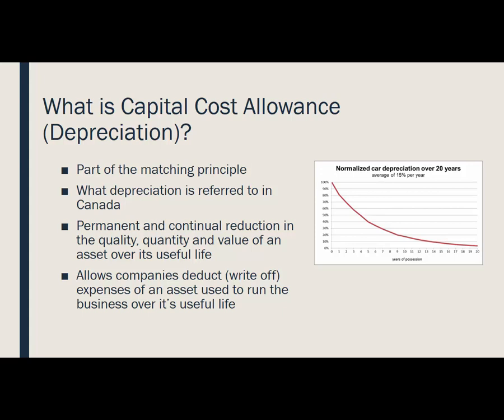So what is capital cost allowance? What is depreciation? It's really the permanent and continual reduction in the quality, quantity, and value of an asset over its useful life. So think about a car. As soon as you purchase a brand new car, and you start to drive it home, it has already lost value immediately. If you try and sell that car, you will not be able to sell it for the same amount as you paid, and it will continue to reduce in value over its useful life.